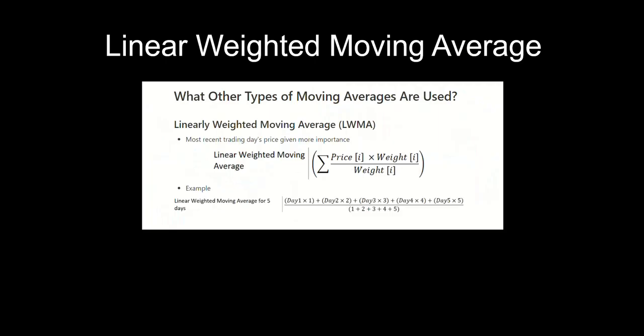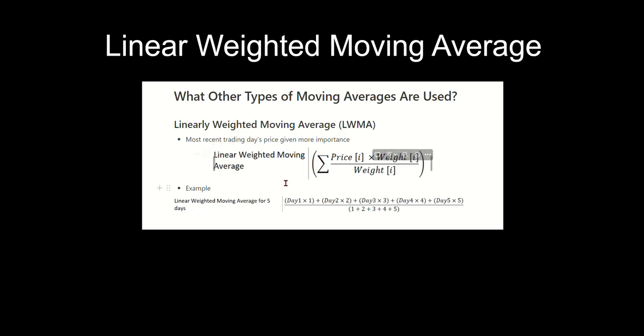Similar to simple moving average, there are other types of moving average as well. Let us see one by one. Right now we'll see linear weighted moving average, LWMA. The difference between linear weighted moving average and simple moving average is that the linear weighted moving average gives more importance to the latest price.